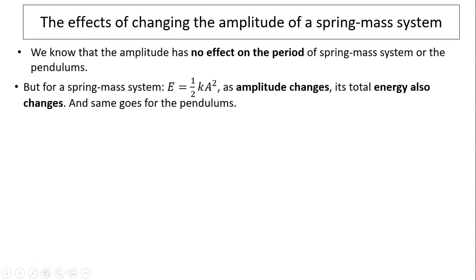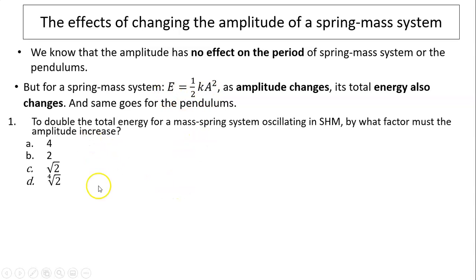Okay, the effect of changing the amplitude of a spring mass system. We know that amplitude does not affect the period, because the period only depends on the spring constant and mass of the spring mass system or the pendulum. But for the spring mass system, total E equals 1/2 KA squared. So as amplitude changes, total E changes. If A doubles, E would quadruple. If A halves, E would become a quarter.